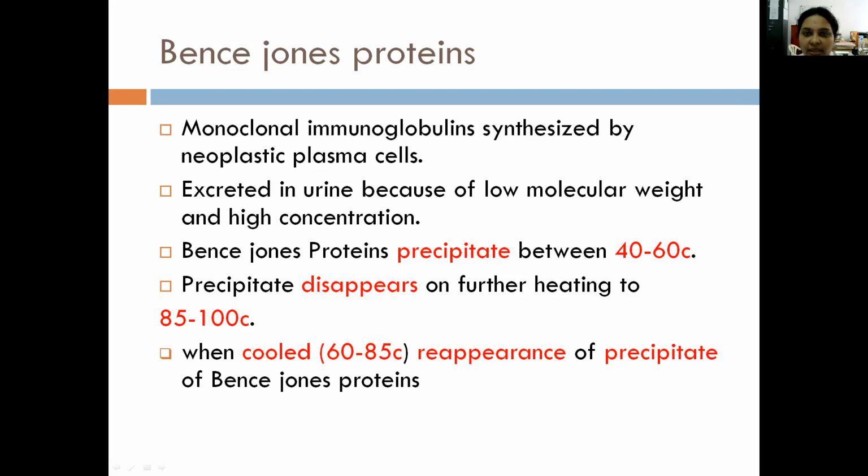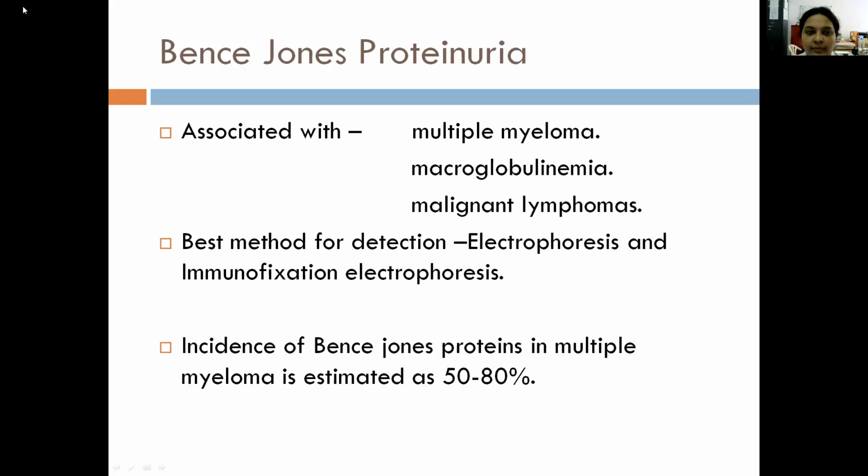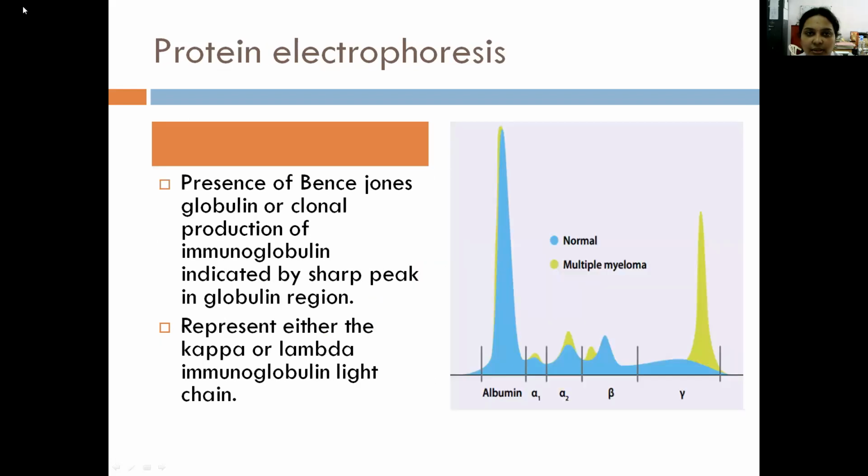However, the ideal method is electrophoresis. So, what are the conditions associated with Bence-Jones proteinuria? It is commonly associated with multiple myeloma, macroglobulinemia, and malignant lymphomas. As I said before, the best methods for detection of Bence-Jones protein are electrophoresis and immunofixation electrophoresis. However, the incidence of Bence-Jones proteins in multiple myeloma is estimated as 50 to 80%. So, this is the protein electrophoresis.